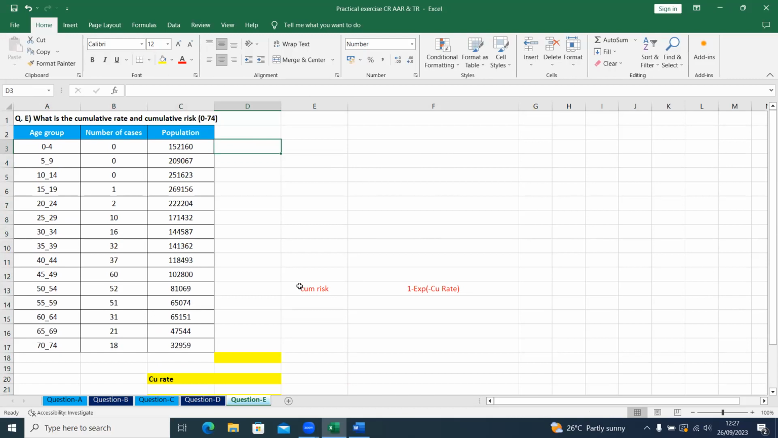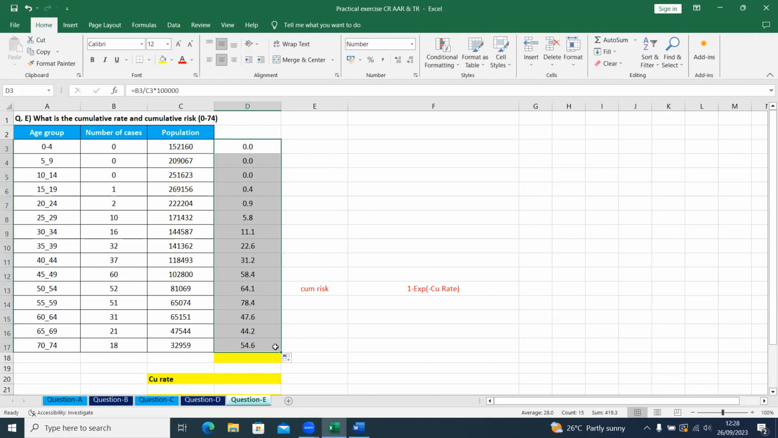Okay. Now, Lokesh, please let me know the first step. Yes, ma'am. First step, we calculate the age specific rate. So now I will calculate the age specific rate for the age group 0 to 4: number of cases divided by population. I will apply this formula till the age group 70 to 74.